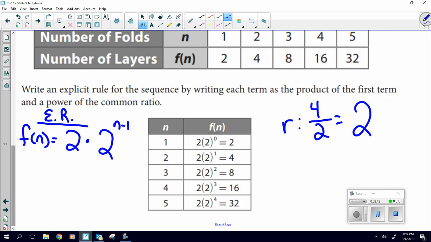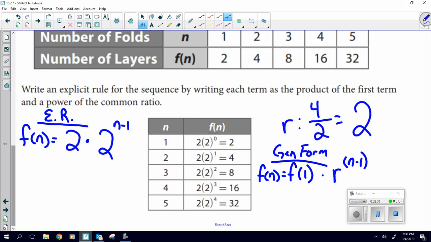So for the general form, the general form of it looks like this. You're going to have your f of n equal to f of 1 times that ratio to the power of n minus 1. That's the general form of the explicit rule.